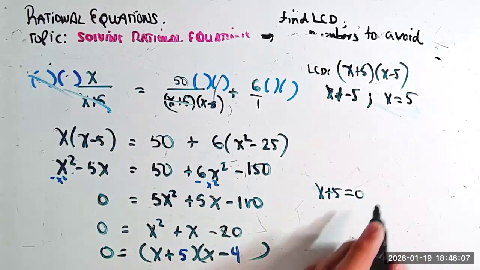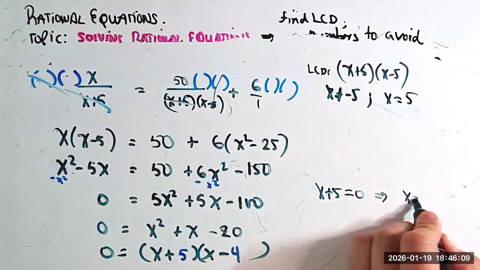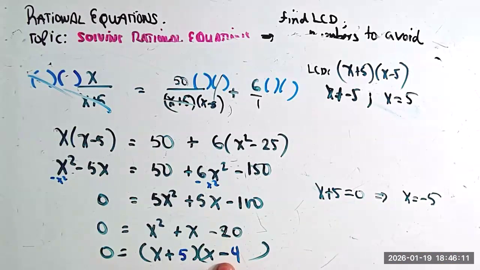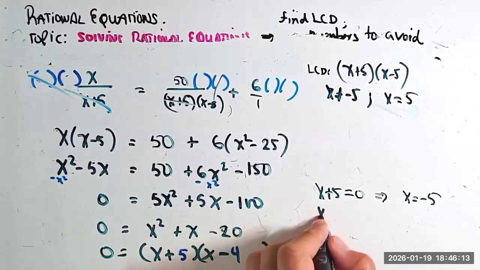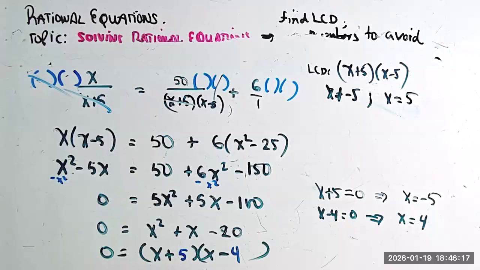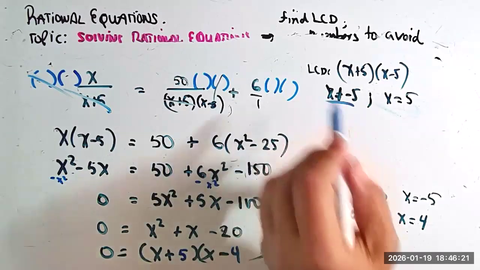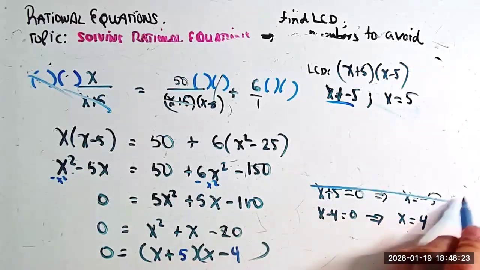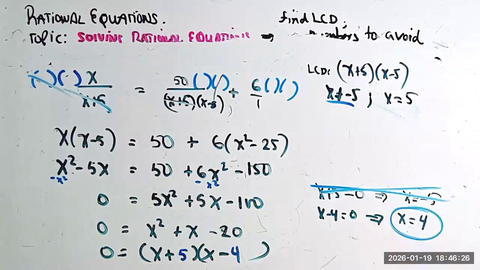equals 0, the x equals negative 5. And when x minus 4 equals 0, x equals 4. So we have two potential solutions, but of course, x cannot be negative 5. So thanks, but no thanks. Only one solution, x equals 4. And we are done. Thank you.